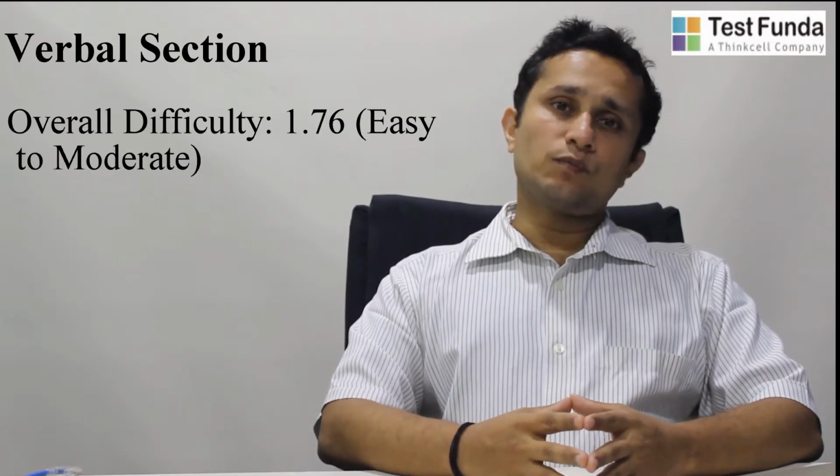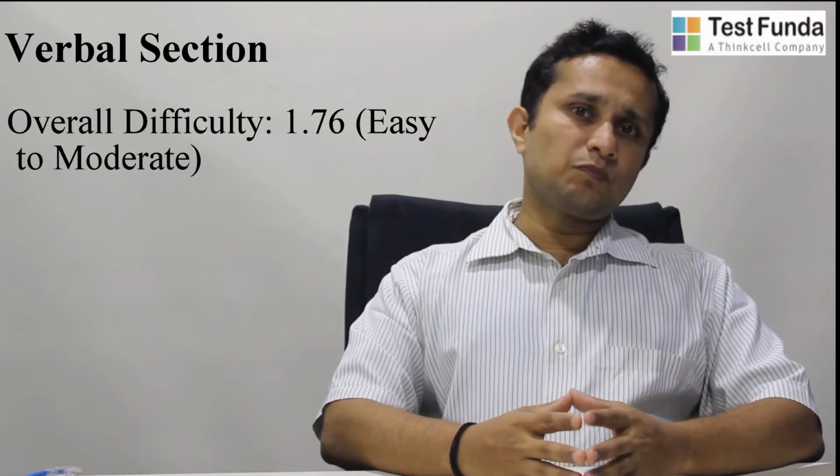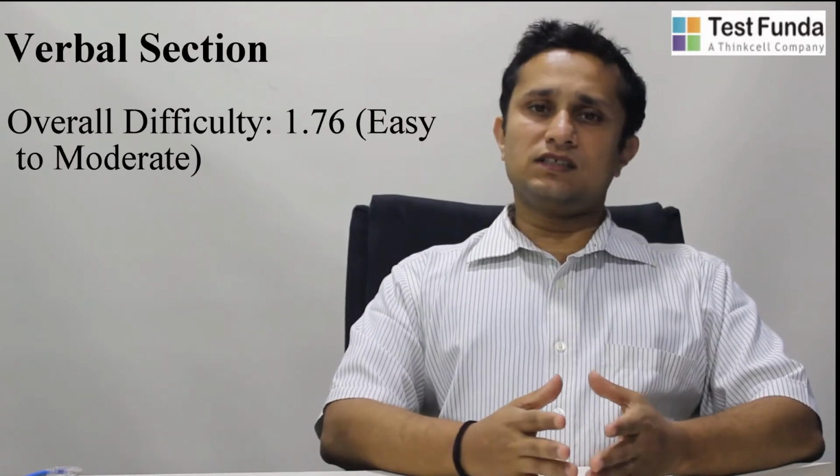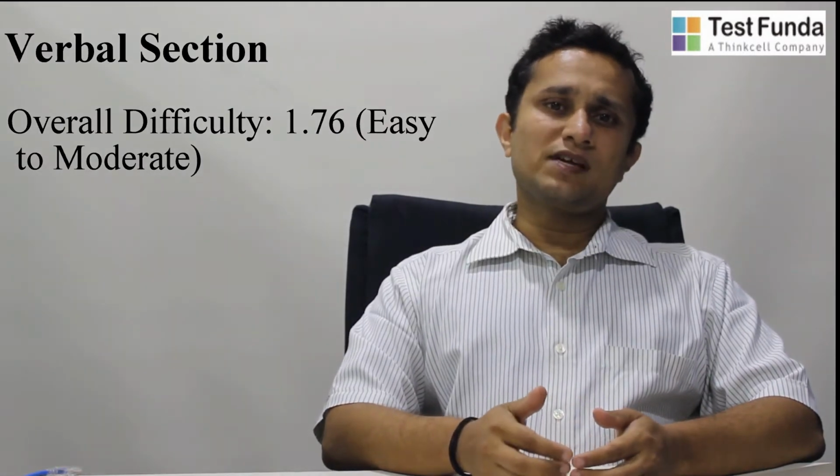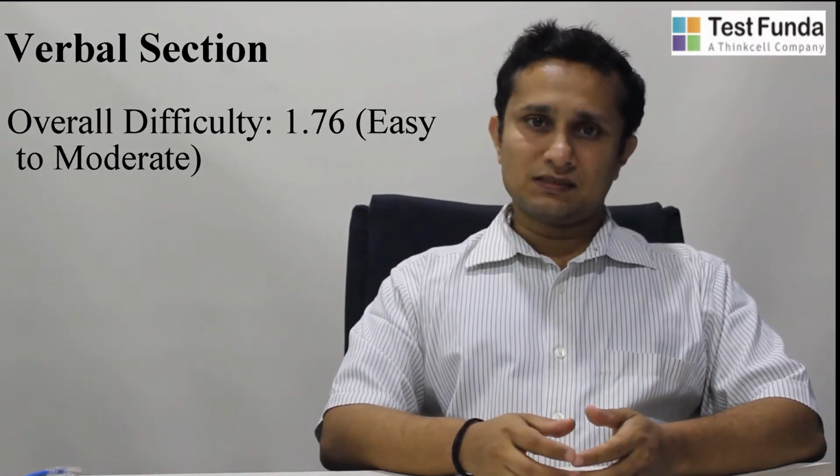So, as you know, CAT has 3 sections in the order verbal, DILR and quant. Let me start with the verbal section first. The verbal section of this mock was fairly easy. It had an average difficulty of 1.76, which means that it was a borderline easy to moderate section. Broadly, you will find the verbal section of the actual CAT to be marginally tougher than this.